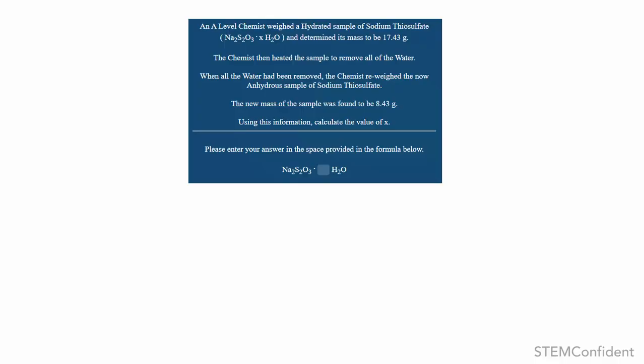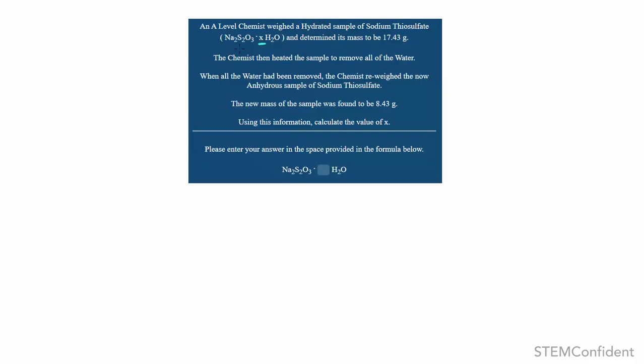Okay, so in this example, we've got sodium thiosulfate, and we've been given its mass, hydrated, as well as the mass of the anhydrous sample. And we need to use the information we've been presented with to work out the value of x, right? So we need to figure out what's the coefficient associated with the H2O.